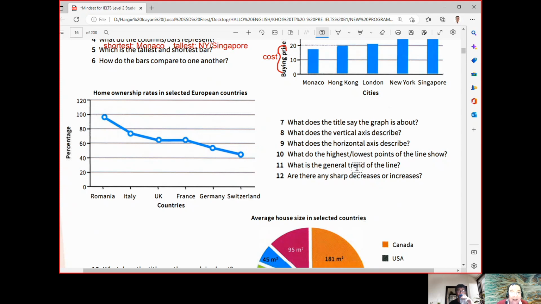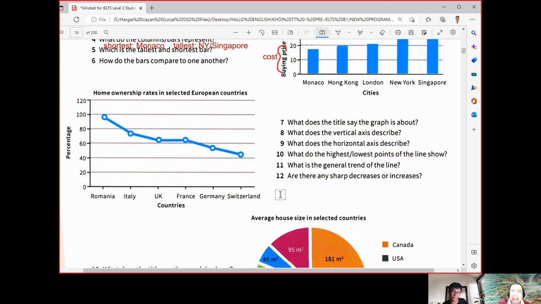Next, what is the general trend of the line? That would be number 11. I think the UK and France are the general trend. Actually, the answer for this is most of the countries. It can be Italy, UK, France, Germany, Switzerland. They have roughly similar figures, except for Romania. So that would be the answer.